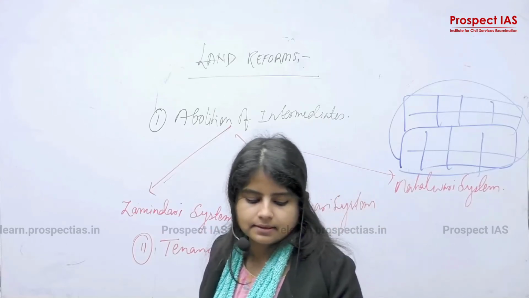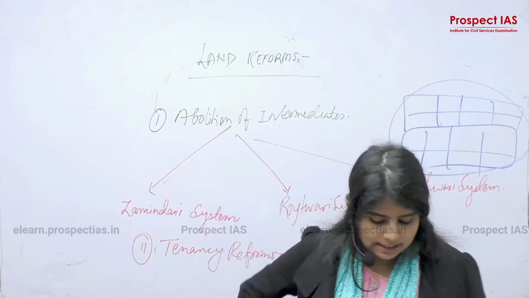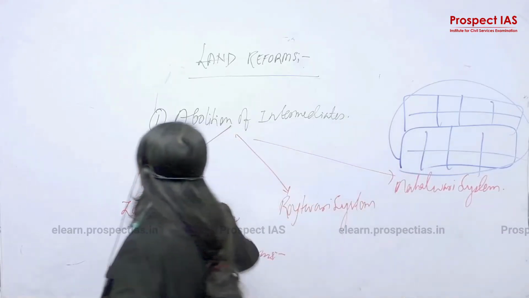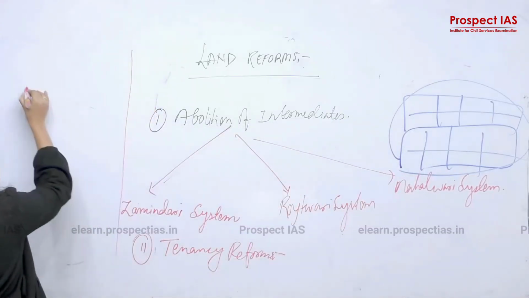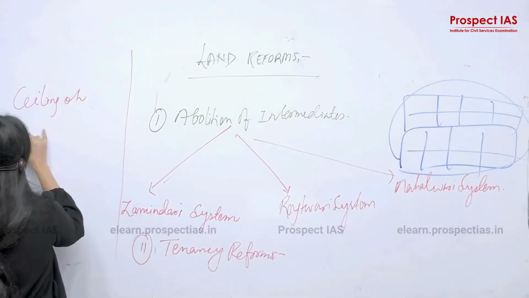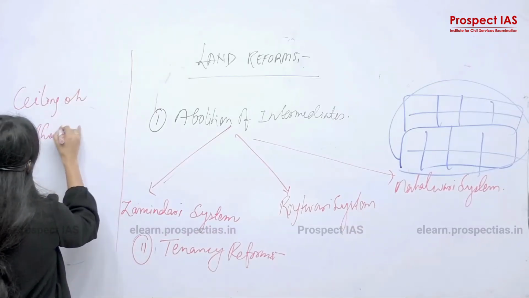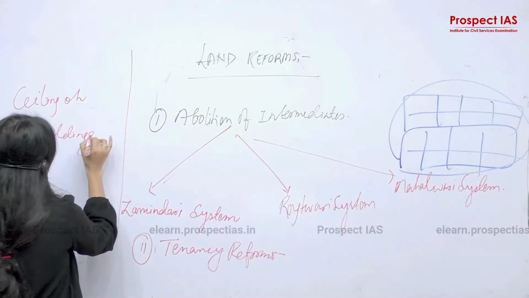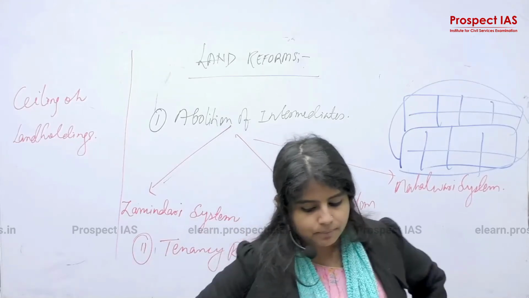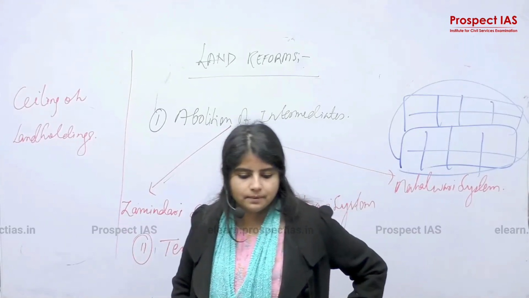Next, sealing on land holdings. Sealing means a limit was imposed. A person has some estimation over land holdings. Write down: imposition of sealing on land holdings.